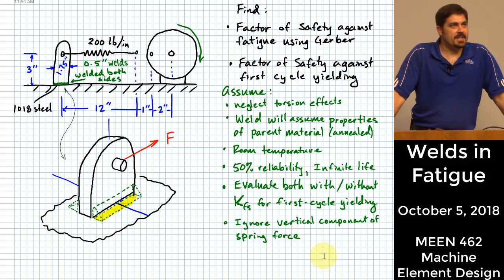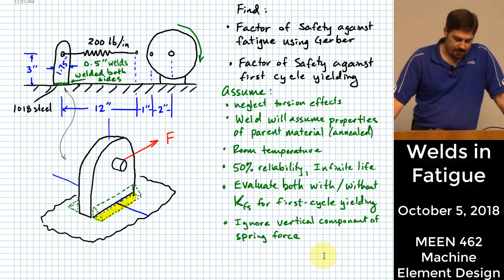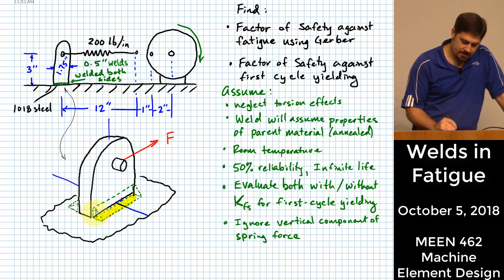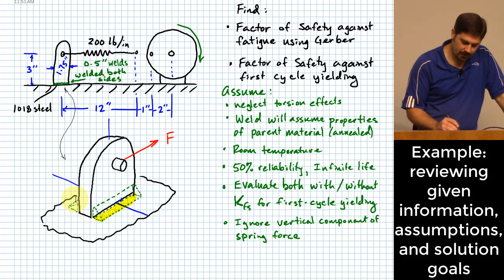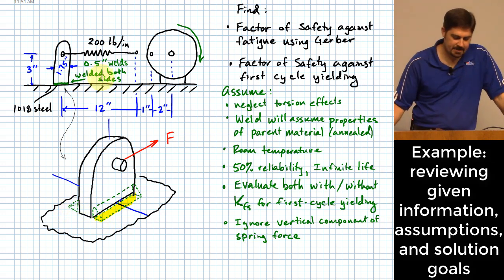So what we're going to cover today is an example problem that involves finding a factor of safety against fatigue, assuming that we want infinite life for a connection that is welded. Okay, and you can see the picture of the specific problem that we're going to work there. It does have weld groups on both sides of the little tab that protrudes right here. Okay, it says right here, welded both sides.